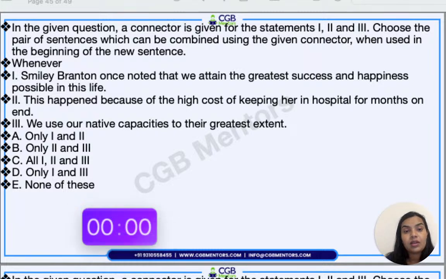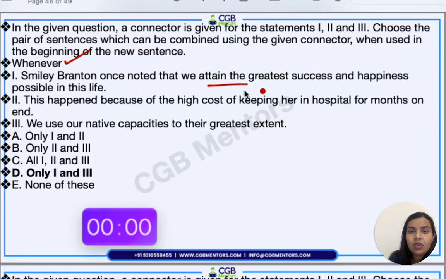Answer to this one is B. Whenever. It relates with something with respect to time plus sort of a condition. So, finally, one once noted that we attain the greatest success and happiness. Okay, so Brandon is the guy who noted that we attain all these things possible in this life.